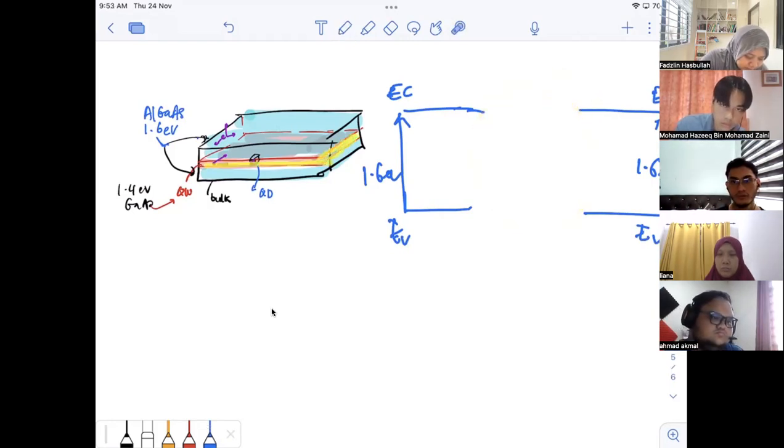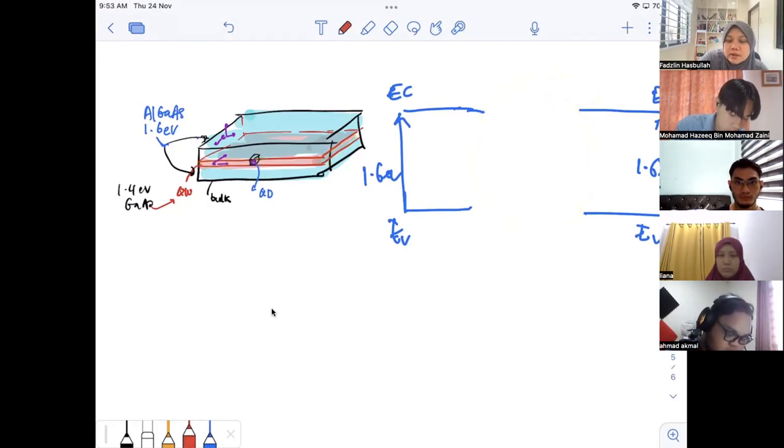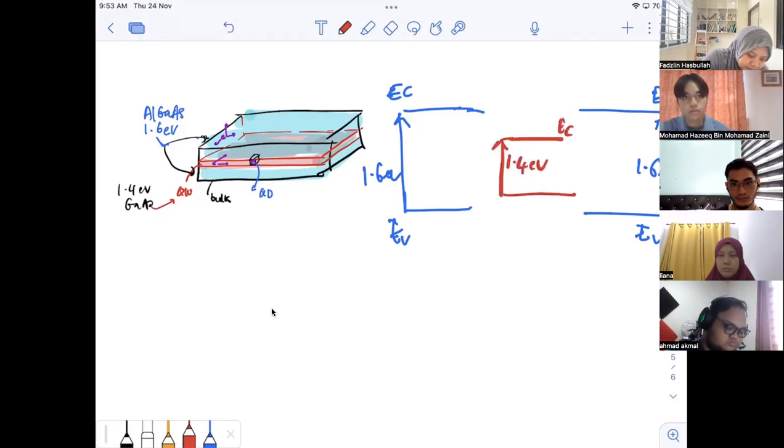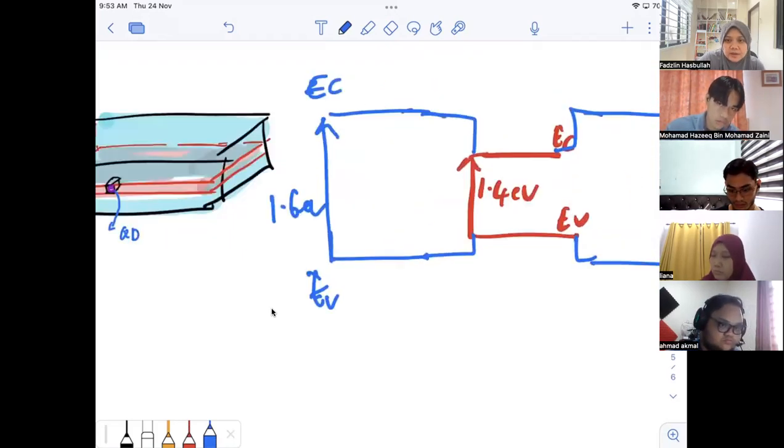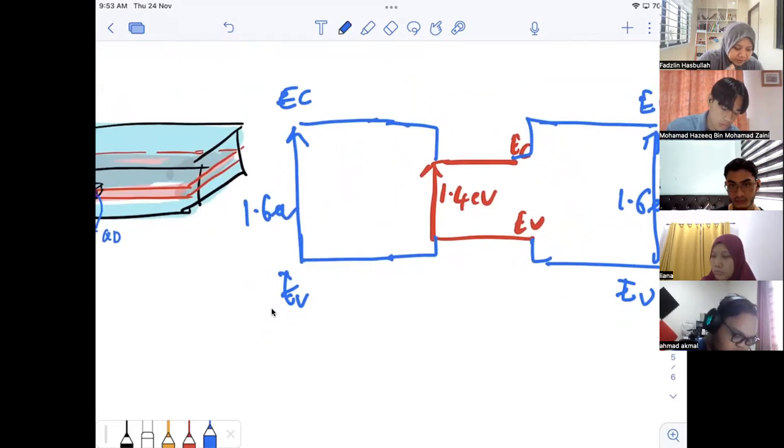So quantum well ni yang merah. So it has a band gap smaller than the band gap of the sandwich material. So kita buat macam ni. Dia 1.4 je kan, tak jauh sangat beza. Okay, 1.4 EV, so macam mana kita draw, kita akan just sambungkan dia. Macam tu. Okay. So the energy band diagram of the quantum well material macam ni.